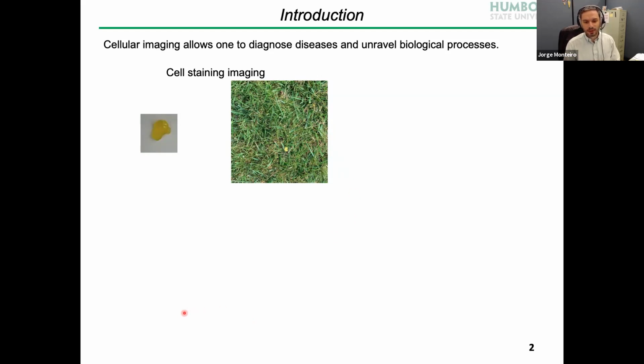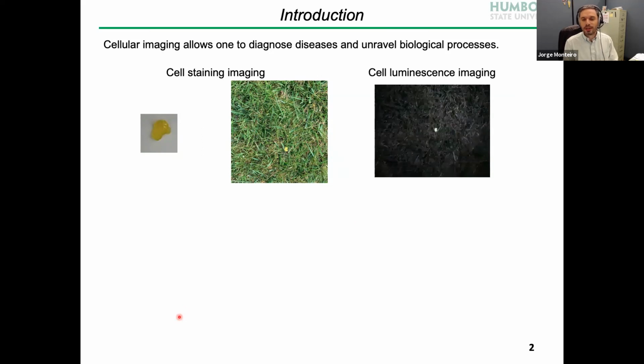The second way to do it is using the luminescent properties, okay? So now imagine that the dye is luminescent, so we can shut down the lights. Now everything is dark, and you can clearly see your luminescent dye. Therefore, cell luminescence imaging is much more sensitive than cell staining, and that's going to be the focus of the talk.